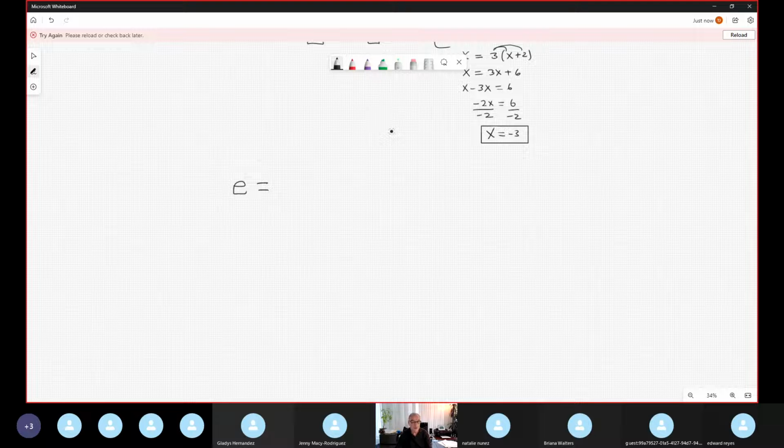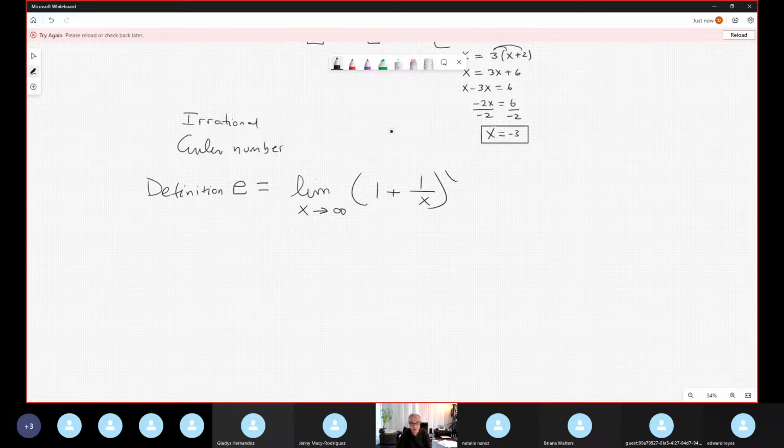the Euler constant, Euler number, is an irrational number, irrational because it contains infinite decimal places. The definition is the limit when x approaches infinity of 1 plus 1 over x, raised to the x power.